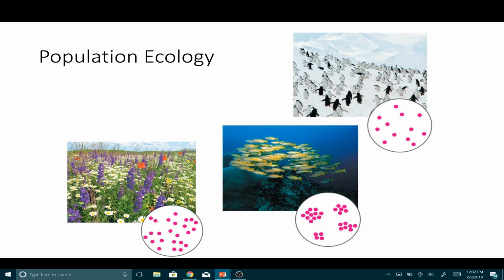Okay, population ecology. You can see that the distribution of organisms in a population is not always equal. If it's uniform, which we have over here with penguins, basically the organisms in the population are distributed uniformly, so they have about the same amount of space between each other. Over here, you can see a school of fish. These are referred to as clumped distribution because they clump together, and that's a mechanism to evade predation here.